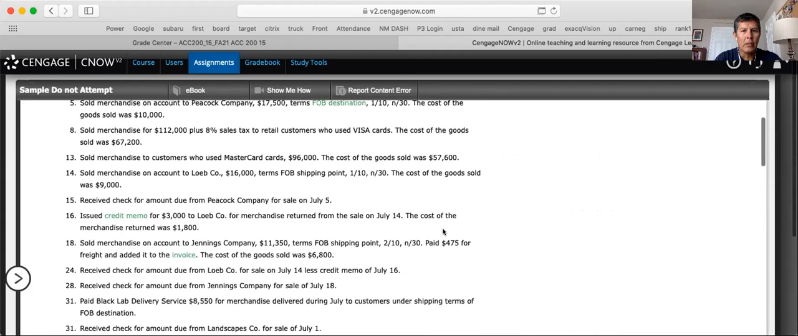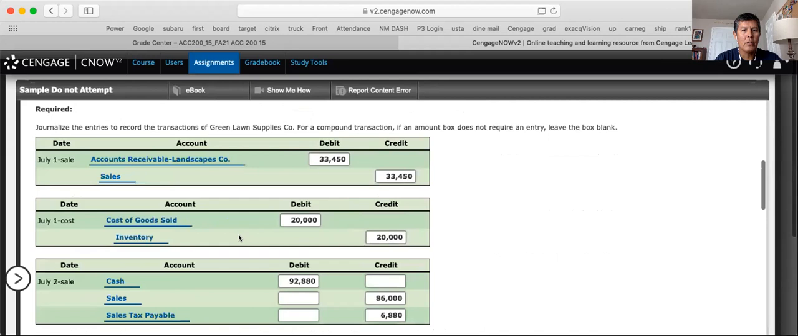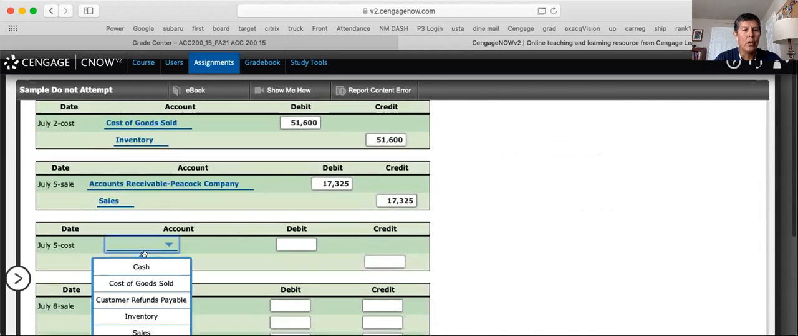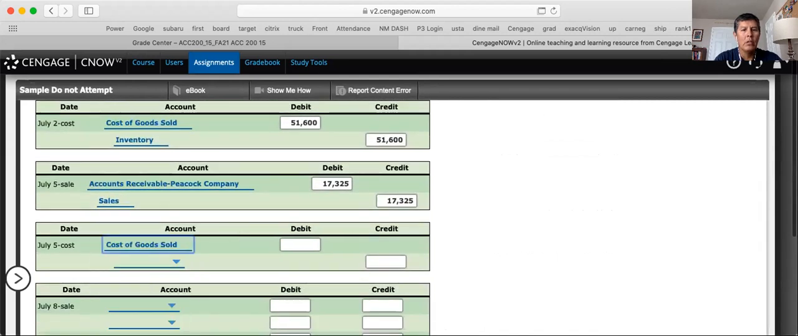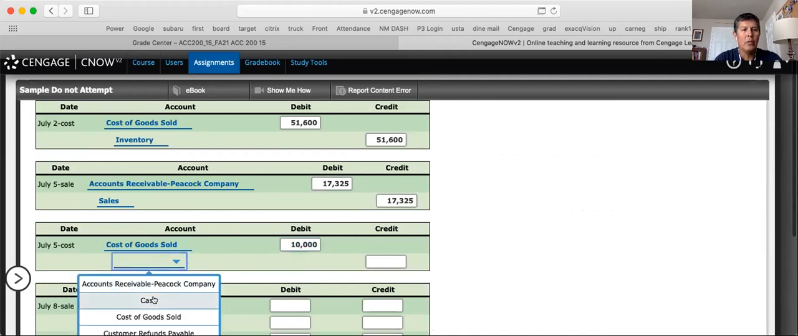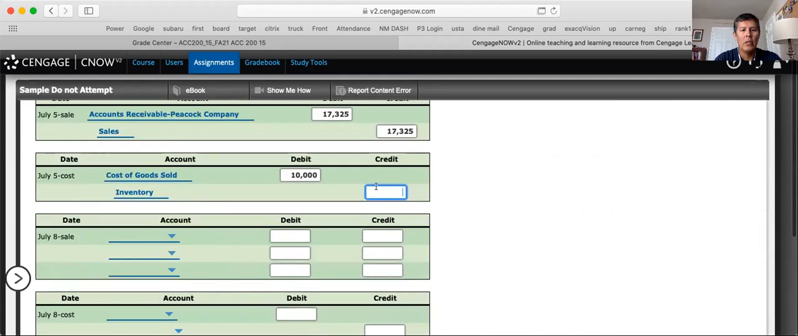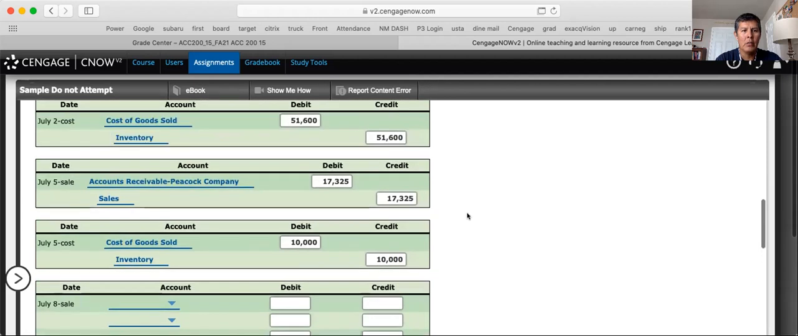Let me just double check it. Cost of goods sold was 10,000. So I'm coming down here to cost of goods sold for 10,000. And then I'm going to inventory. Notice how there's a pattern here. Inventory, 10,000. So we did our sale to receivable, and then we pulled it out of our inventory as well. Whenever you cost of goods sold it, that becomes an expense. That's an expense that goes directly to your income statement.